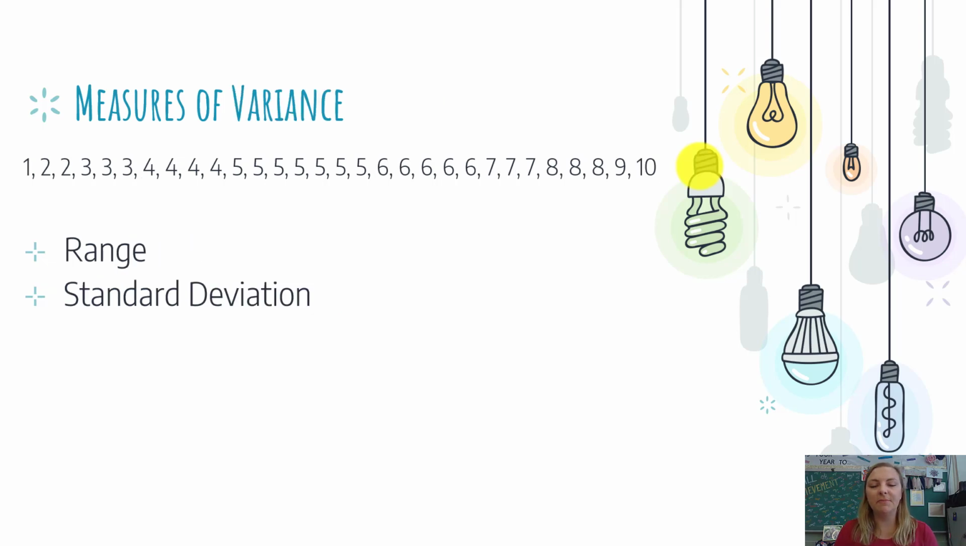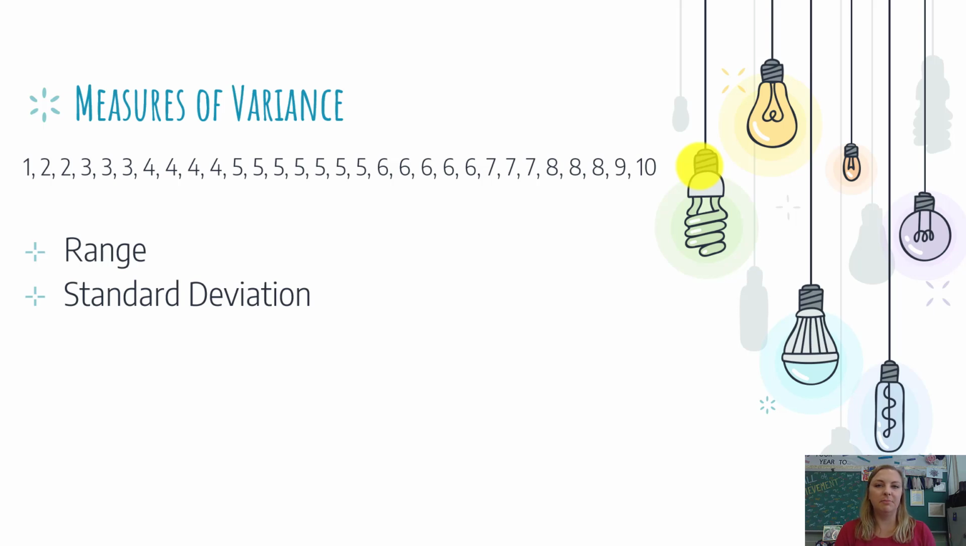The next type of descriptive statistics that we're going to talk about are our measures of variance. Our measures of variance are going to tell us how spread out our data set is. So are all of the numbers very, very close together, or are they super, super spread out? And so our two measures of variance are going to be range and standard deviation.